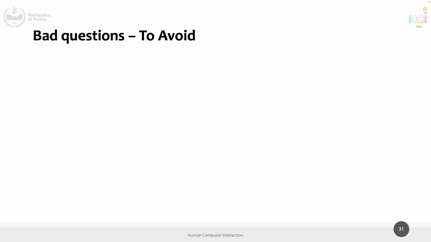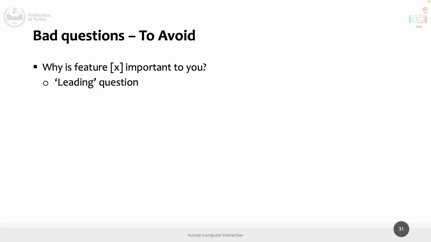Let's see what kind of questions to avoid. Let's see one of them. This is a bad question: why is feature X, or things that people do, important to you? Why is this bad? There is the category of this kind of question, but why is it bad? Isn't the answer written in the question? That's the category of the issue. This is a leading question.